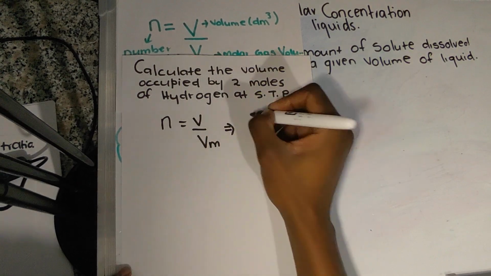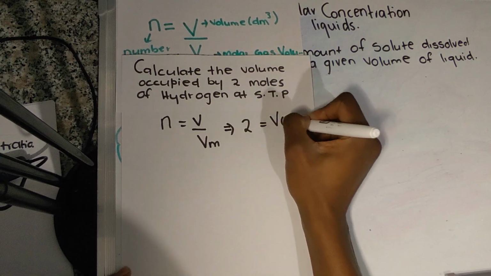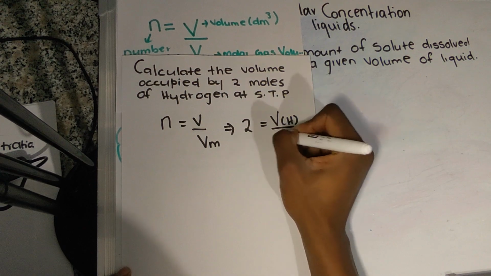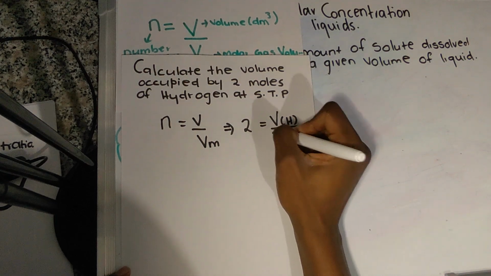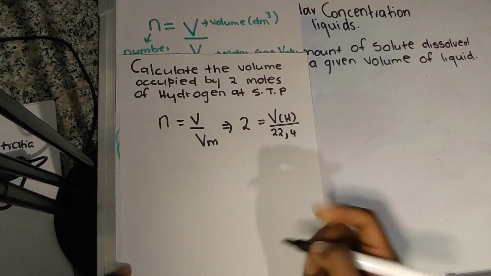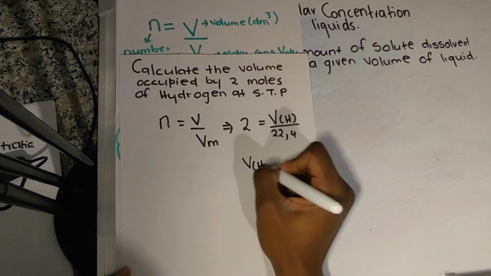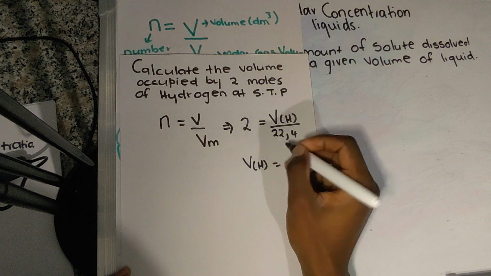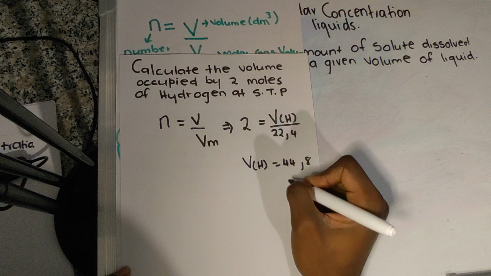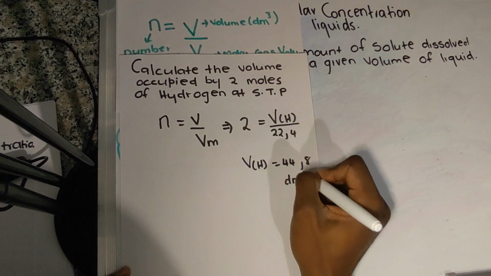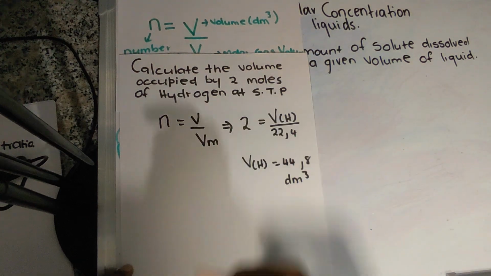We are given the number of moles, which is 2, and we want to find the volume of the hydrogen gas. We understand that Vm is the molar gas volume, which is always a constant of 22.4. If you cross multiply here, the volume occupied by hydrogen at standard conditions will be 44.8 decimeter cubed. So that is how you can calculate the volume occupied by a gas at SCP.